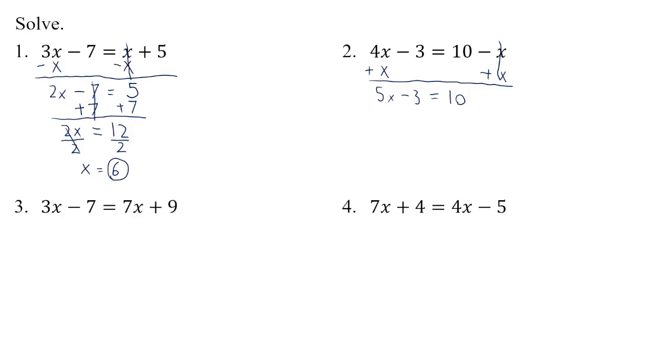We have subtraction. You do the opposite operation, which is addition. We add 3 on this side. We add 3 on this side. Bring down your 5x. 10 plus 3 is 13. Finally, we have multiplication, and the opposite is division. So we divide this side by 5, and we divide this side by 5. And since 5 cannot go into 13, we will leave it as a fraction. We will leave it as 13 over 5.